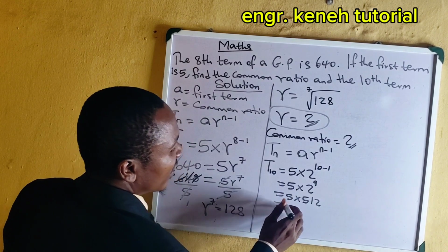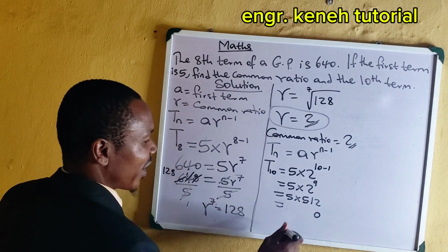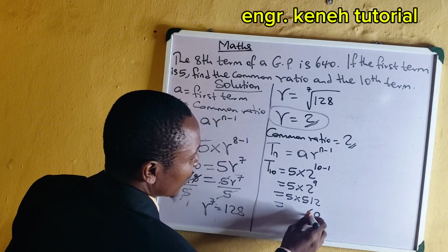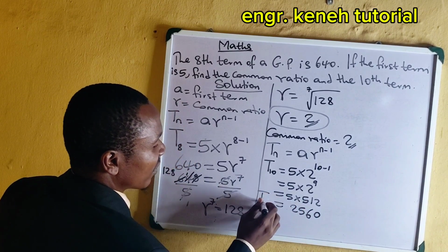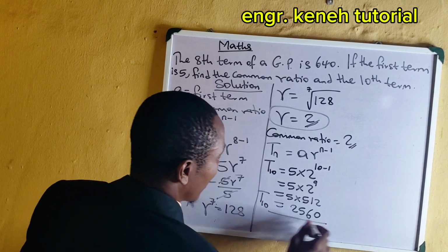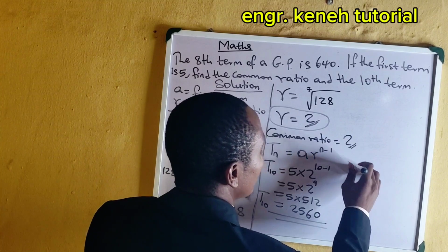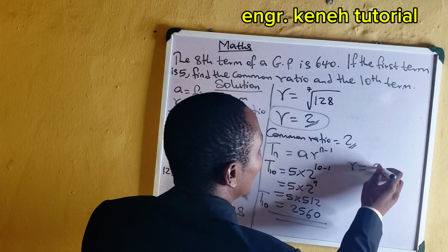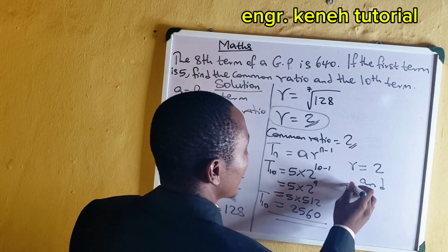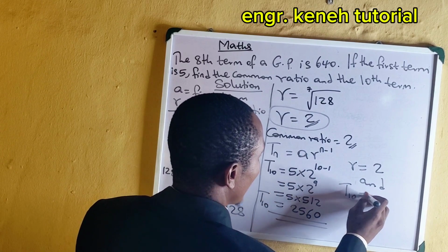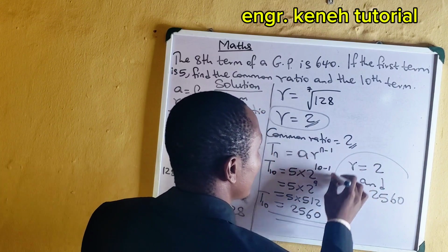Then you now multiply. 5 times 2 will give us 10. Write 0, carry 1. 5 times 1 will give us 5, plus 1, you have 6. 5 times 5 will give us 25. That means that the 10th term will give us this. Can you see that? All right, so here it means that the common ratio r is equal to 2, and the 10th term is equal to 2560. Can you see it?